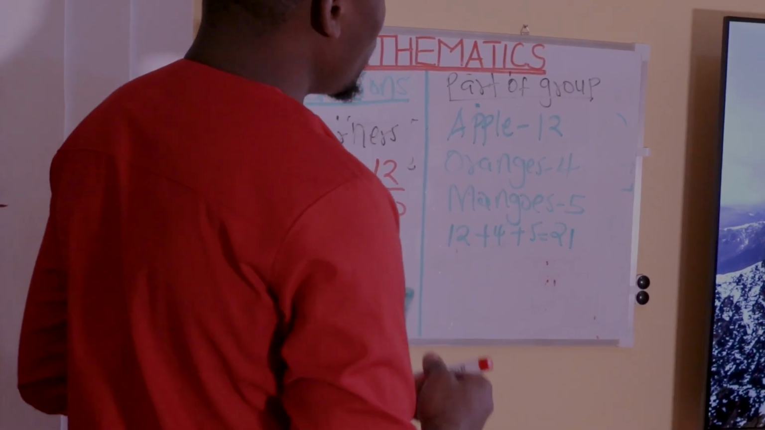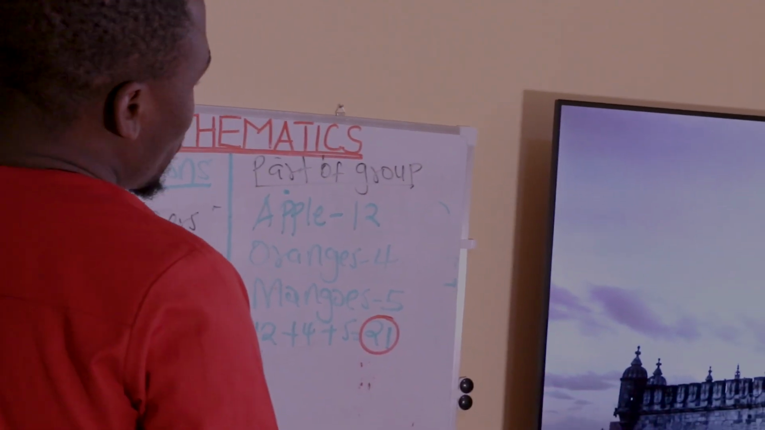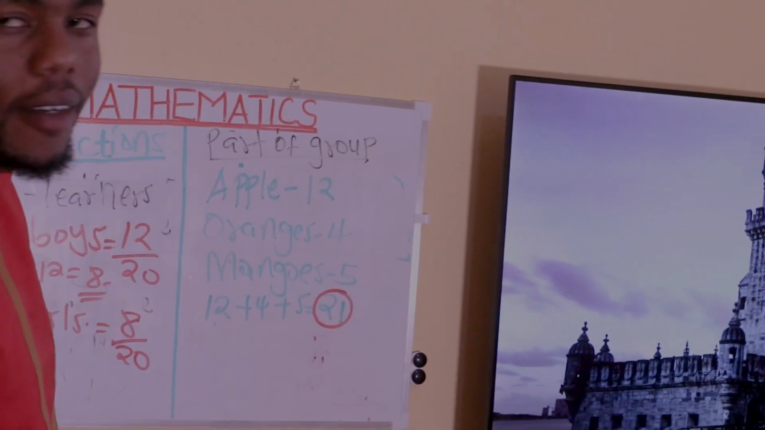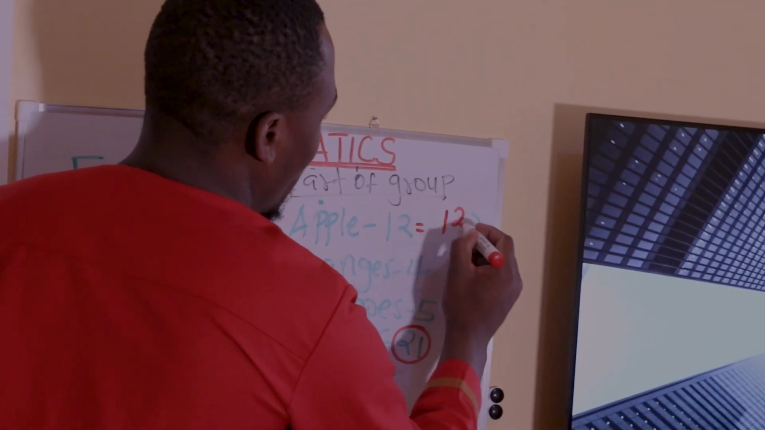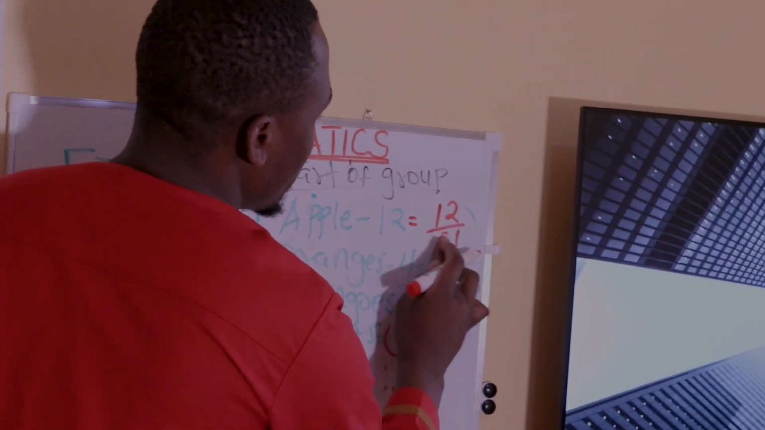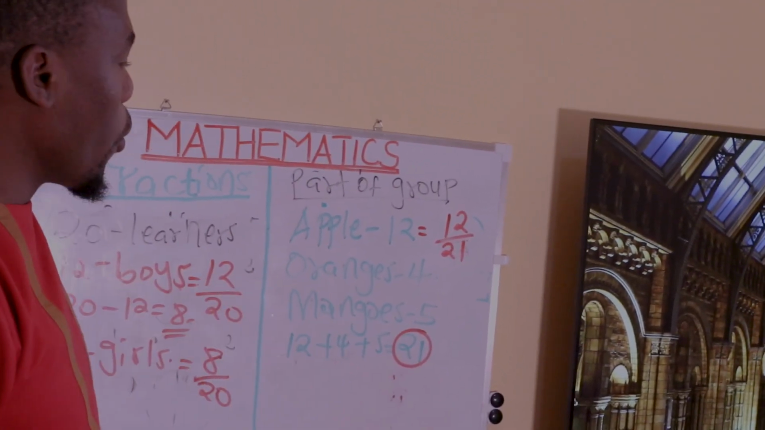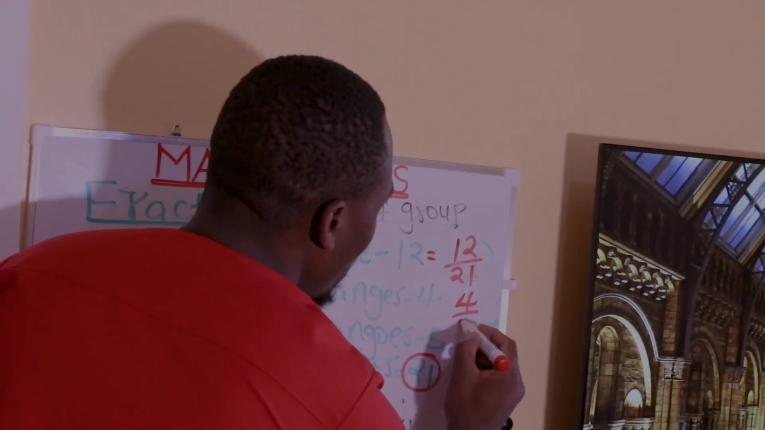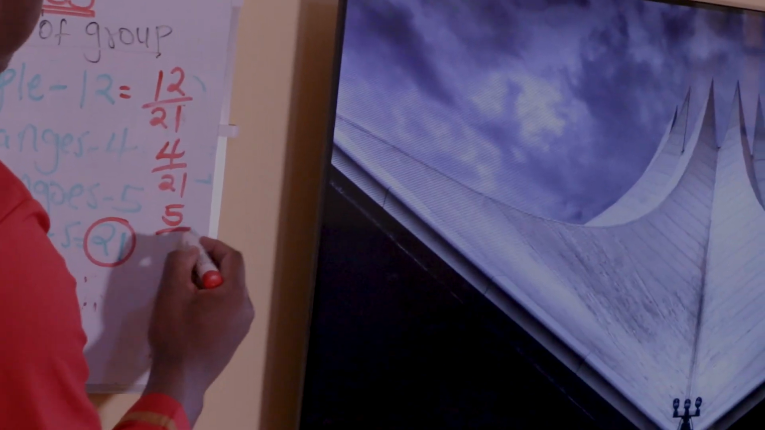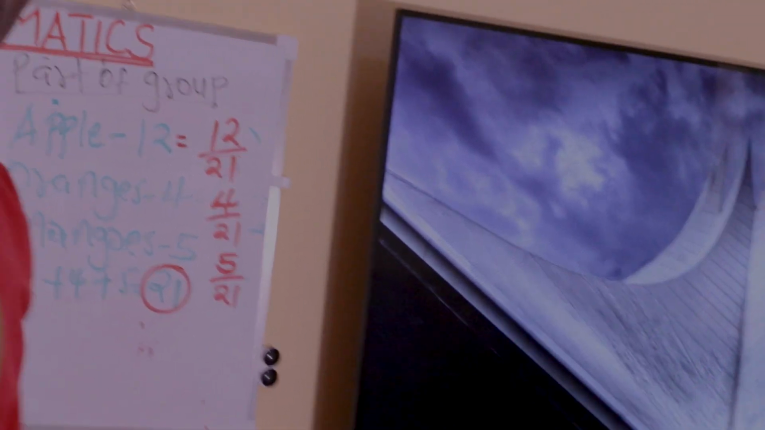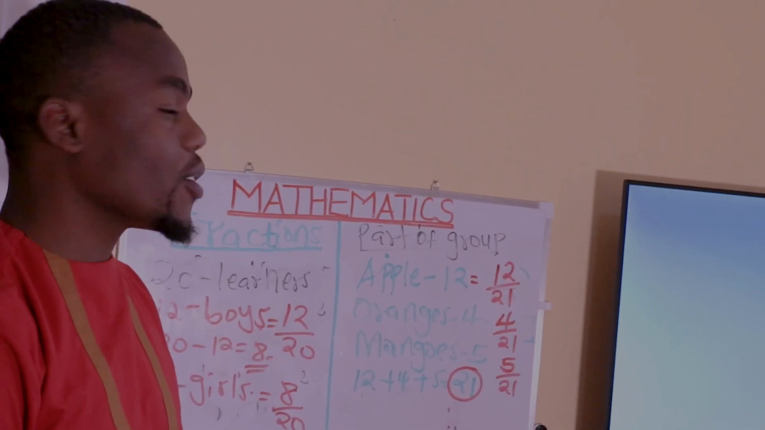But now, 21 is the total number of fruits. What is the fraction of apples? We want to know the fraction of apples in this group of fruits. It will be 12 out of 21. That is the fraction. Oranges will be 4 out of 21, the total number of fruits. Then the mangoes will be 5 out of 21. That is how to explain that a fraction is part of a group.